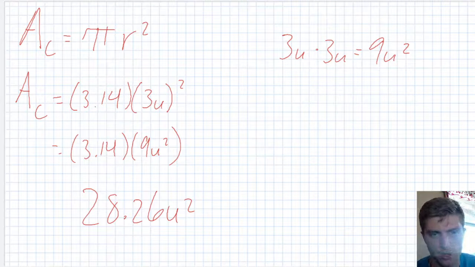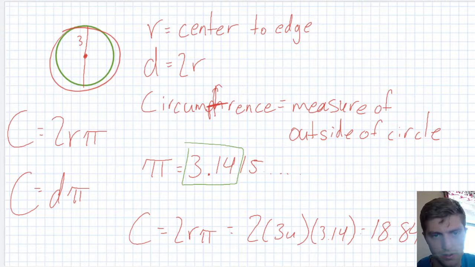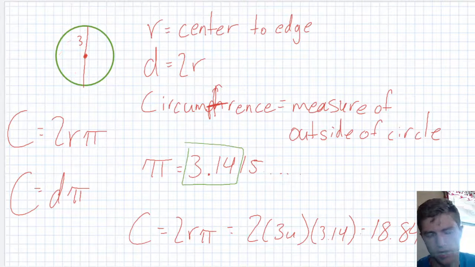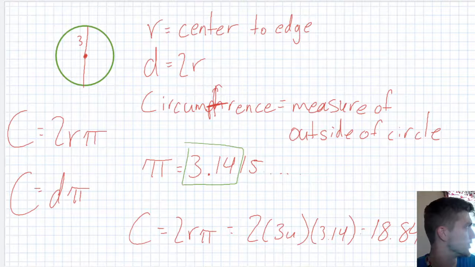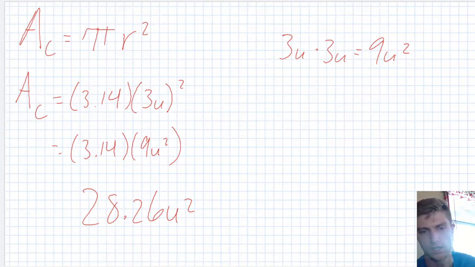So if we go back to our original circle, if we tried to count all these up, we would get probably about 21 full squares, and then all the smaller pieces would combine to get the rest of our area.